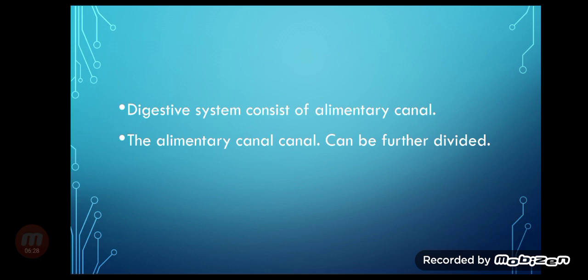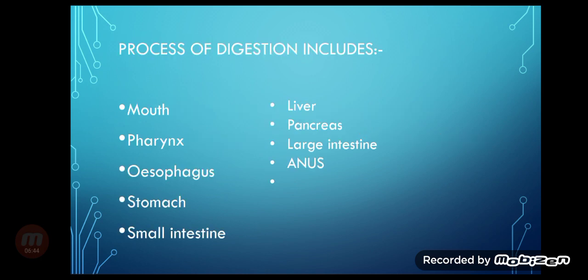Alimentary canal. The alimentary canal starts from the oral cavity or mouth and ends at the anus, which means it runs throughout the body. The alimentary canal can be further divided, and the process of digestion includes the following. Here we can see the list of organs or parts which are involved in the process of digestion. The remaining parts are also involved, but they are involved indirectly.